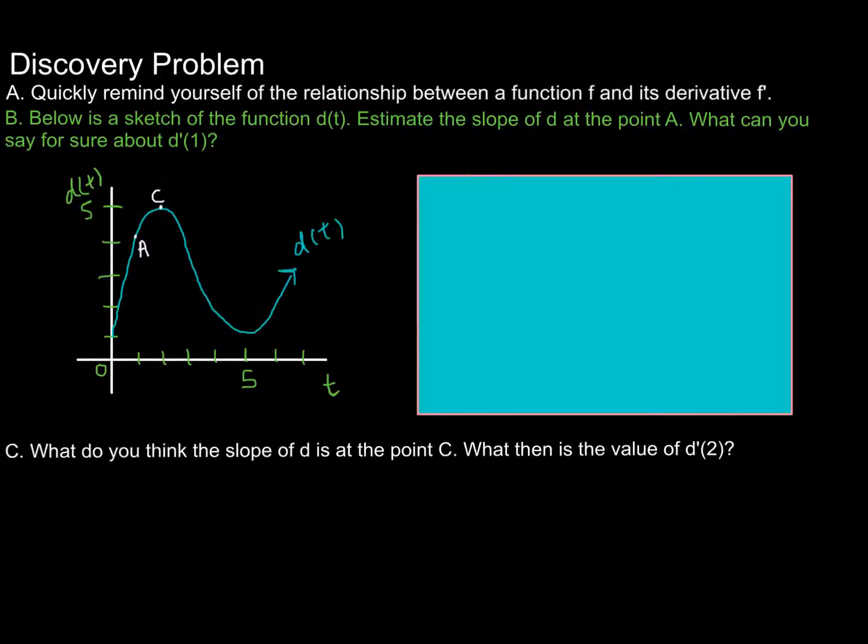All right, so here we go with the discovery problem. Before copying out the whole problem, I want you to first copy out part A and spend 30 seconds, a minute, going back, reminding yourself of the relationship and just writing it out in as short and succinct a sentence as you can. Then move on to B and C. And once you've completed B and C, press play, and I'll show you part D.